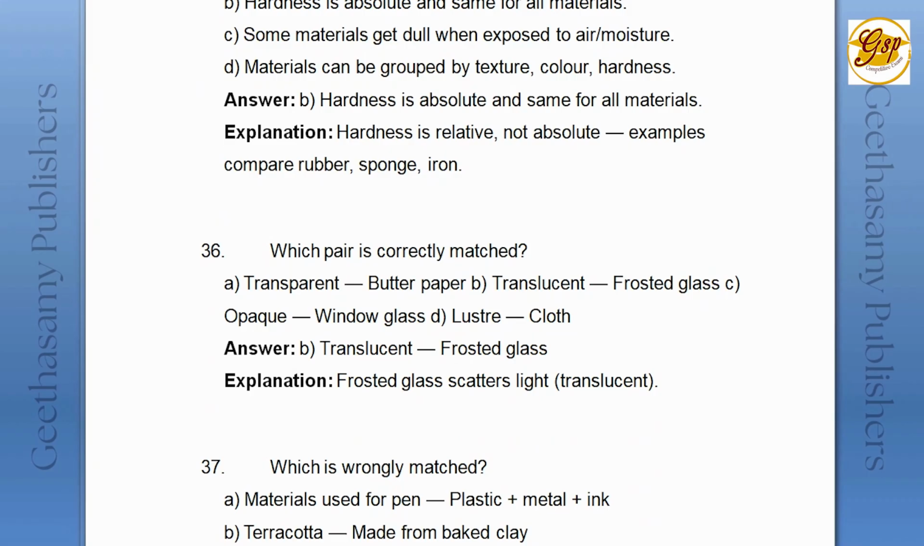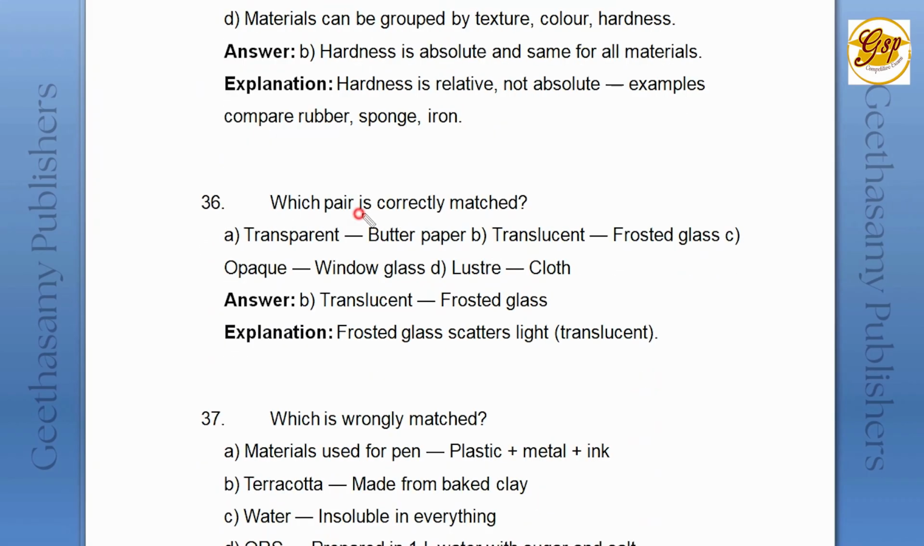Fine. 36th question. Which pair is correctly matched? Transparent, butter paper. Translucent, frosted glass. Opaque, window glass. Luster, cloth. So the correct match is translucent, frosted glass. Frosted glass scatters light, so it is translucent.